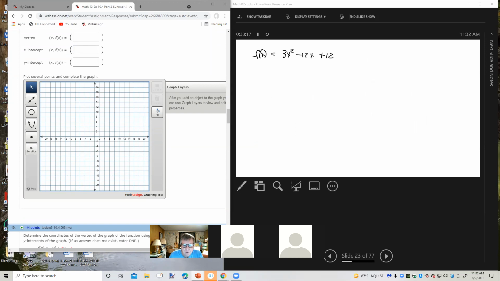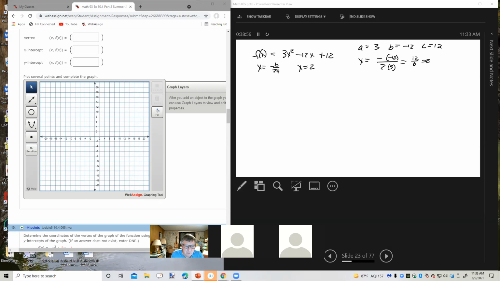All right, let's see, the vertex. To find the vertex, we actually have to start by finding the axis of symmetry. Okay, so x equals negative b over 2a. Let's see, a is 3, b is negative 12, and c is positive 12. So x equals negative 12 over 2 times 3, which is 12 over 6, which is 2. So that would be at x equals 2.